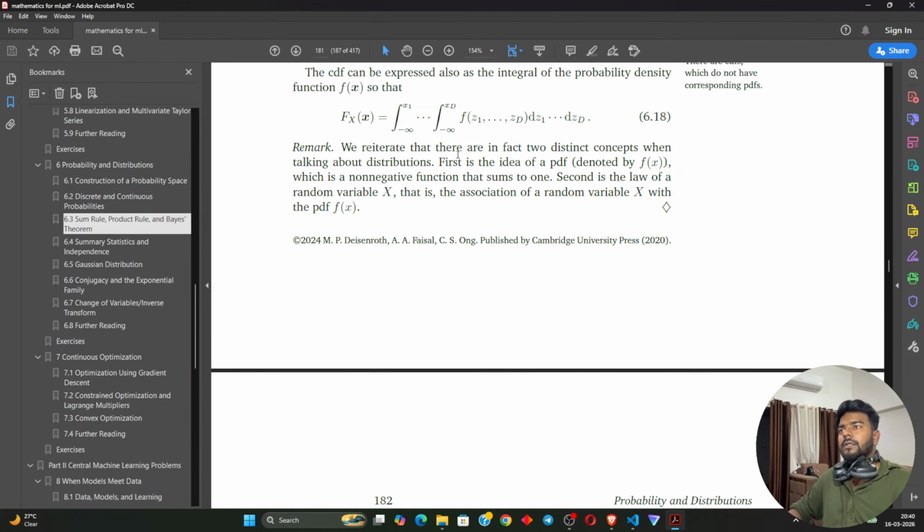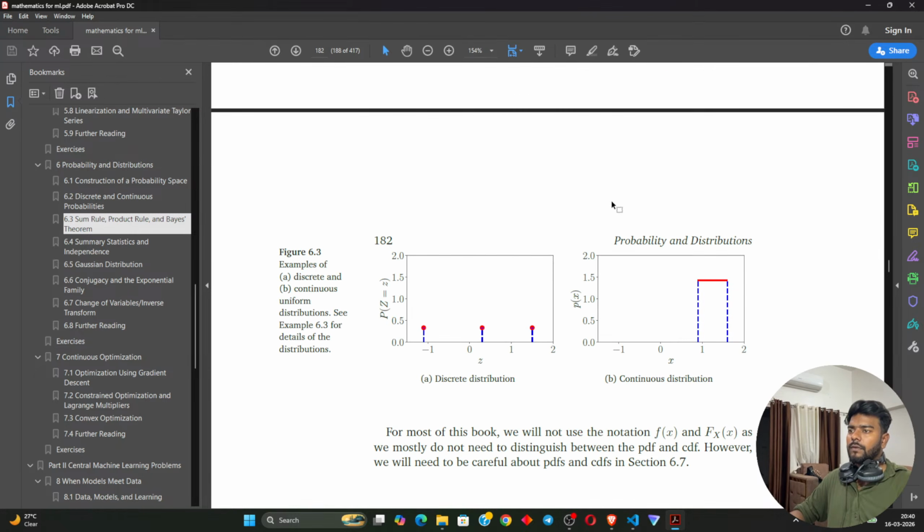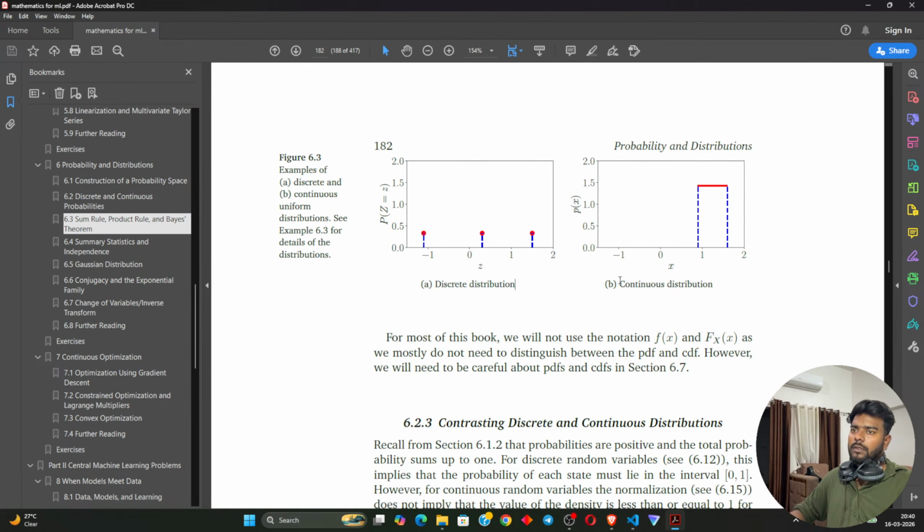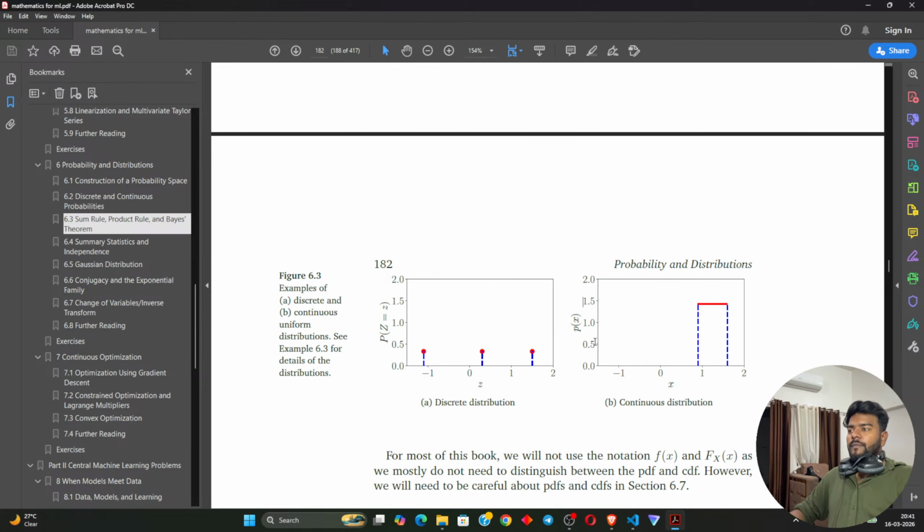We reiterate that there are in fact two distinct concepts when talking about distribution. First is the idea of PDF, which is a non-negative function that sums to 1. Second is the law of random variable X, that is the association of random variable X with the PDF. Now this is a discrete distribution and this is a continuous distribution. In a discrete distribution we have values between -1.0 and 2, and this is p of x, this is P of Z equals z.